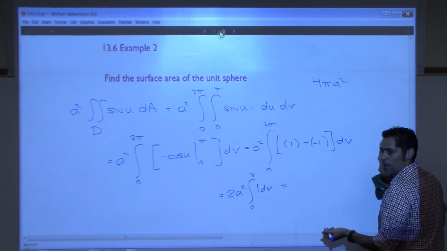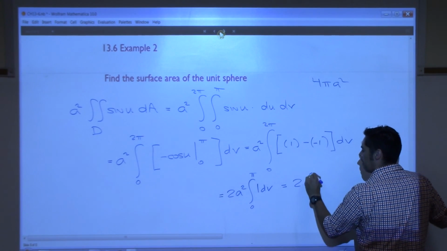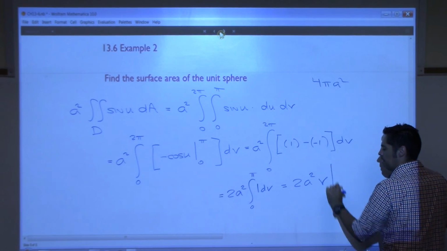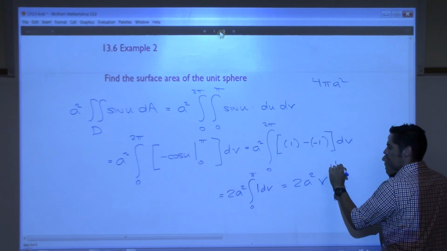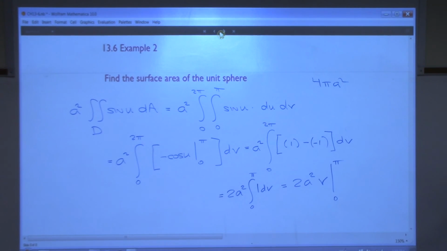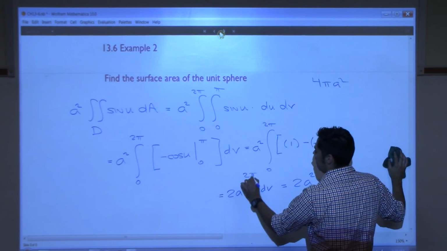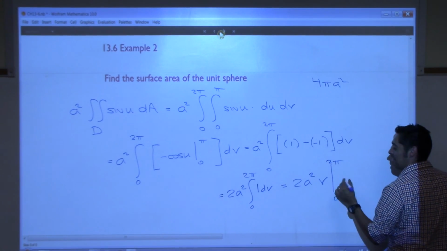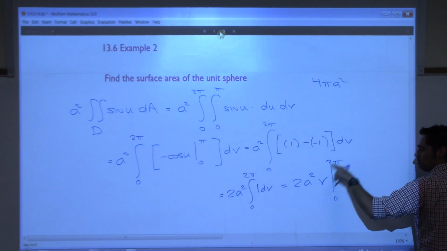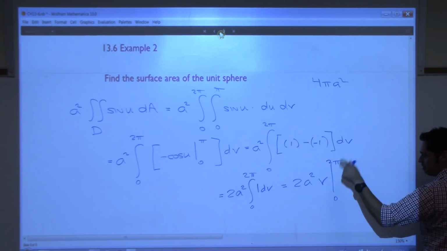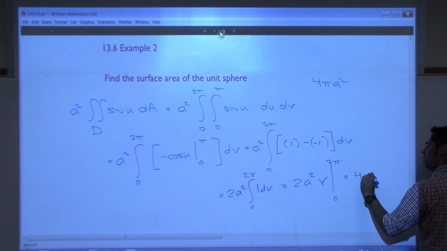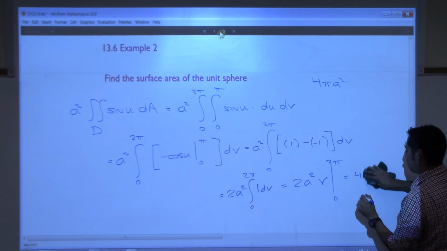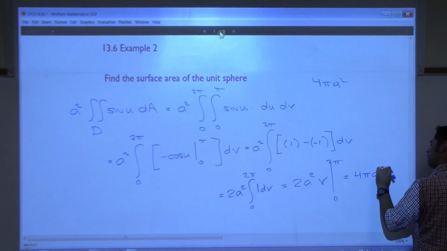The antiderivative of 1 with respect to v is v, evaluated 0 to pi, which is 2 pi. Hold on, what? Oh, it was 2 pi. I was about to have a little miniature panic attack there. Okay, 2 pi. I was like, where's the 4? Okay, so that's going to plug in 0, so we just get 4a squared pi, or 4 pi a squared. Check.